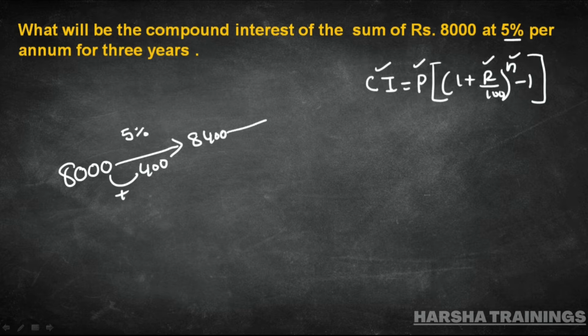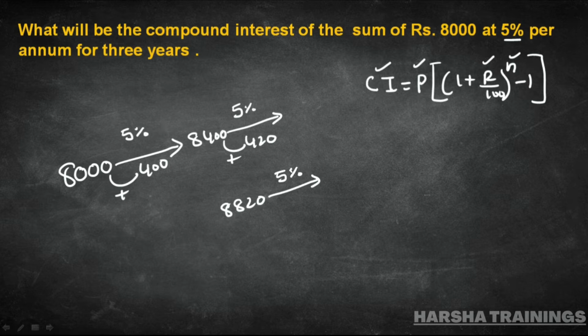In the second year also the rate of interest is 5% per annum. Okay, so 8,400 rupees, 5% is how much? 420 rupees. So in the third year the total principal amount is how much? 8,400 plus 420 rupees, how much, guys? 8,820 rupees. In the third year also the rate of interest is the same, 5% per annum.